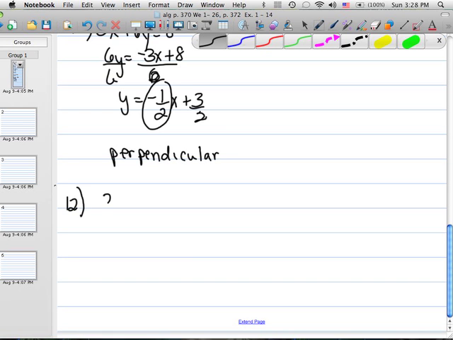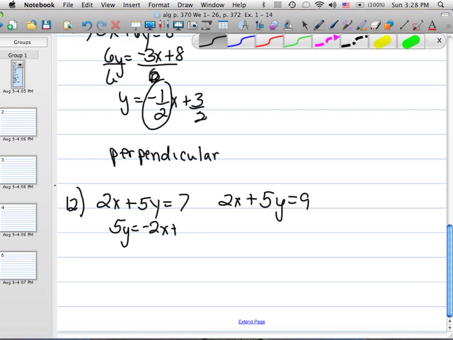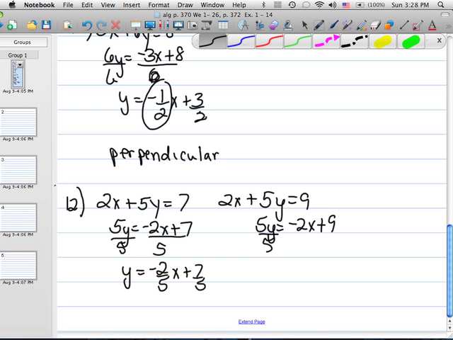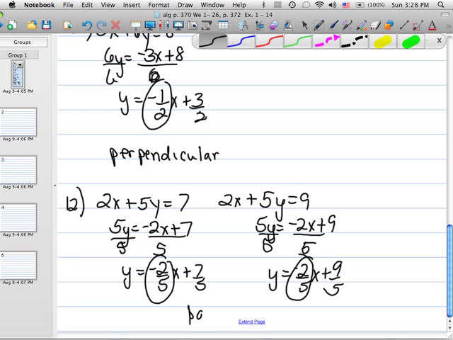Problem number 12, you have 2x plus 5y equals 7, and 2x plus 5y equals 9. I think you can tell they're going to be parallel. So 5y equals -2x plus 7, divide by 5, and we get y equals -2/5 x plus 7/5. And this is 5y equals -2x plus 9, divide by 5, we get y equals -2/5 x plus 9/5. So they have the same slope, different intercepts, so they are parallel.